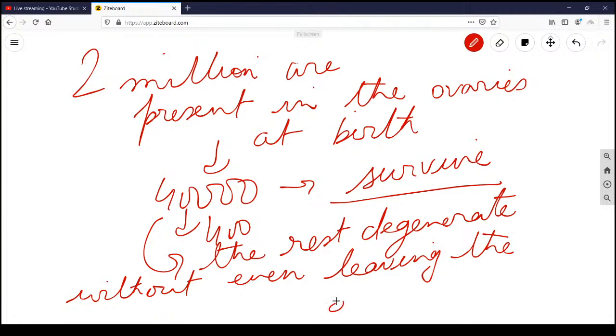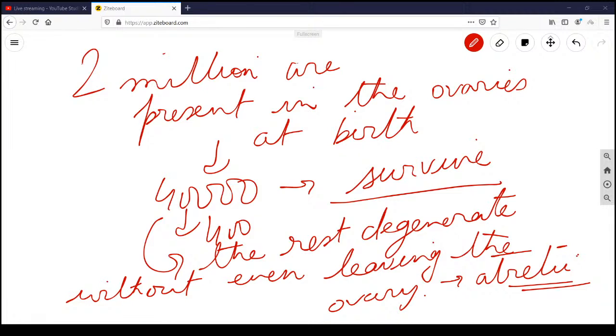Many of the 40,000 undergo some further development before reaching a stage known as degeneracy, or atresia. They become atretic, non-functional. So they reach further developmental stages, but they cannot go for ovulation. Those primary oocytes cannot go for ovulation. Make it very, very clear.